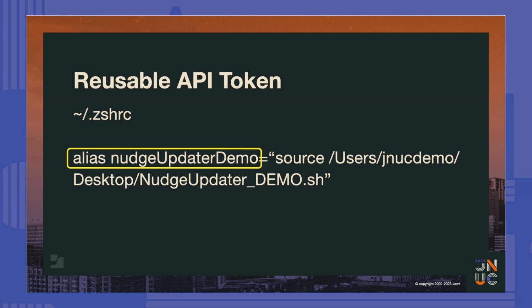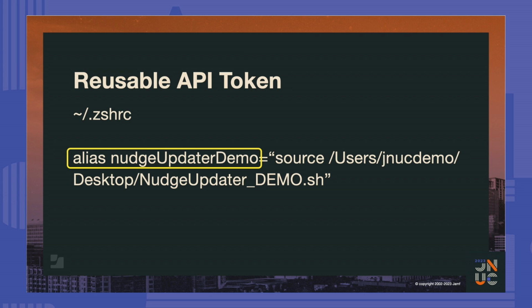So in this example, the script is sitting on the desktop. I'm within the zshell run command file, which is a hidden file within your user directory. You can create aliases so that, as opposed to typing my full path, I'm just going to type nudge update or demo, or whatever I want to have as my shortcut. That way, anytime I do that, it autofills the full path.